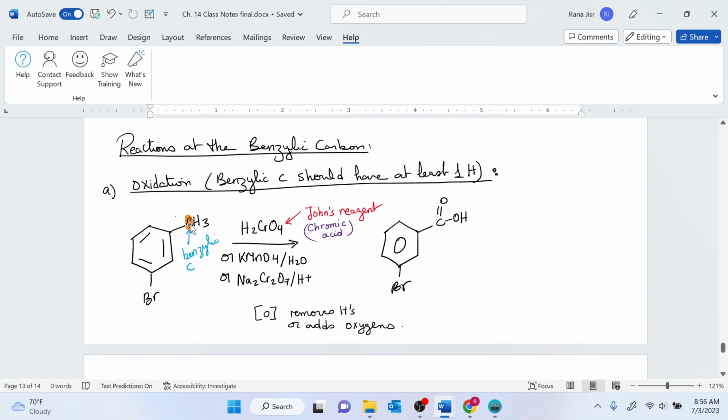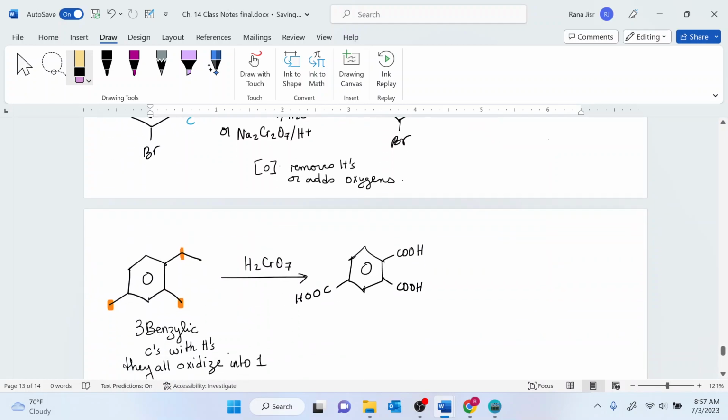In this chapter, we will consider the reactions on the benzylic carbon only. In the next chapter, we will consider the reactions on the benzene. So benzylic carbons, if they have hydrogens, do undergo oxidation. Here I'm using a strong oxidizing agent. Since they have hydrogens, each carbon is going to turn into a carboxylic acid. It doesn't matter how many carbons you have.